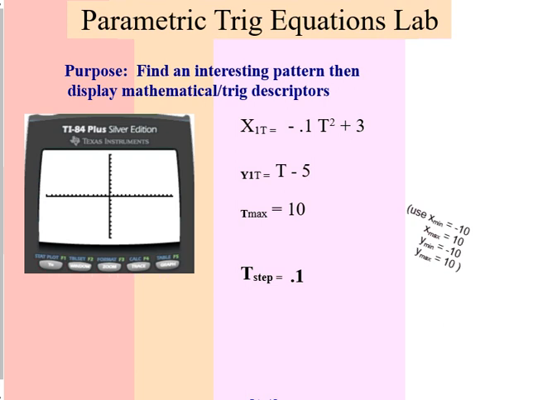4th one, thank you. It's got negative 0.1 t squared plus 3. And for the y, it's got t minus 5. Notice it says t max 10 and t step 0.1. All right, it also says here's a bunch of stuff to use for mins and maxes and stuff.